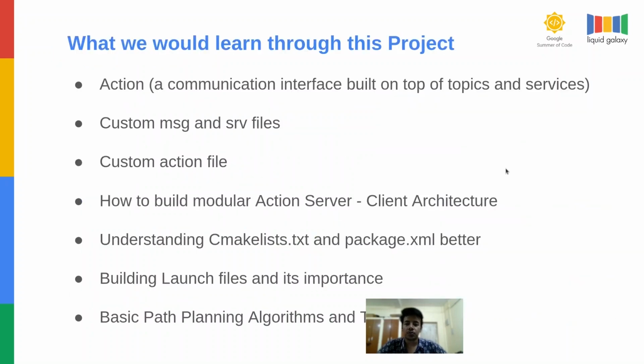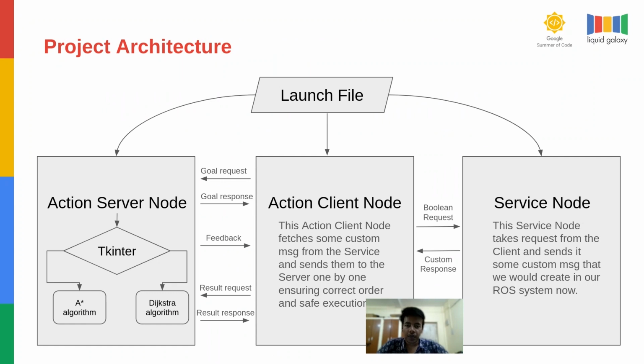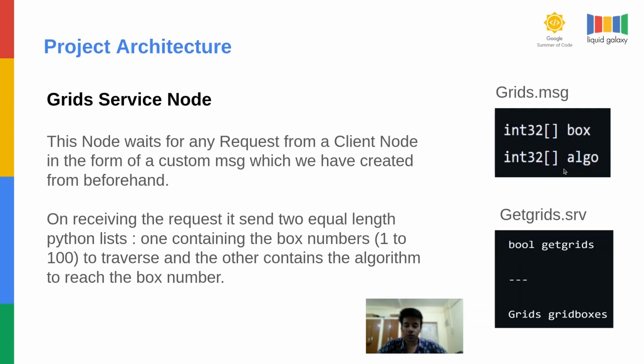So the same thing, both of these parameters are passed to the client as a response in the form of the grids message that we have built. Obviously both of these Python lists will be of equal length, and one will contain the box numbers to traverse and the other will contain the algorithm to reach these box numbers.